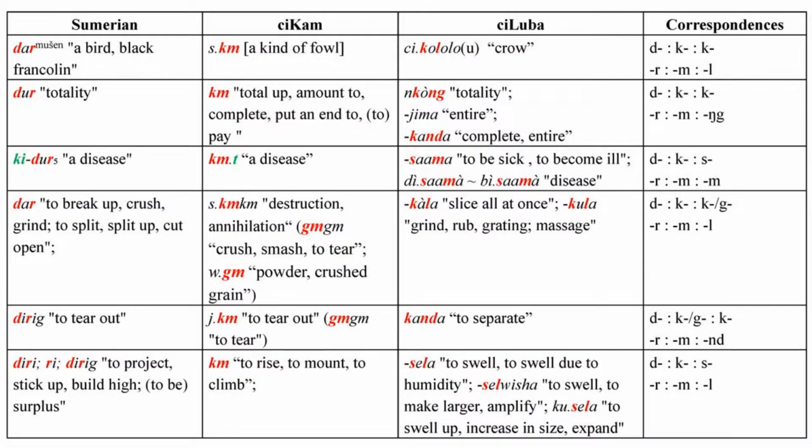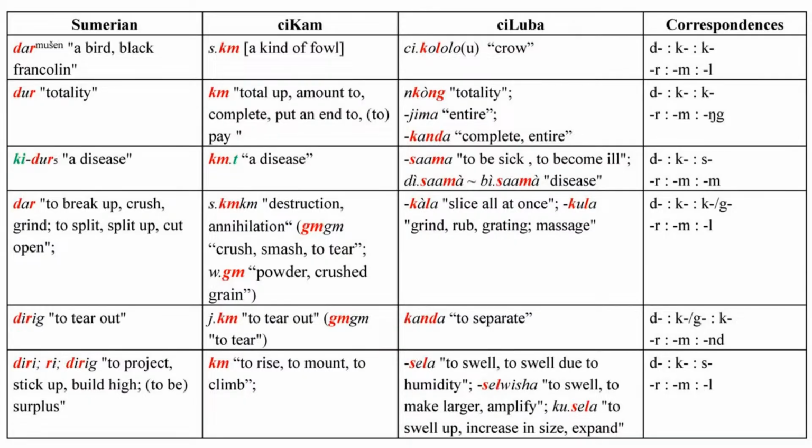So one is Nkong, totality, and then one is Ujima, entire, and then we have Kanda, complete, entire, right? And again, all of these obey regular sound meaning correspondences. So there's something else going on amongst the Chiluba. Some of these may be loan words, inter-Bantu, but that takes a different analysis. So we have this form here. I'll just do this as the last one.